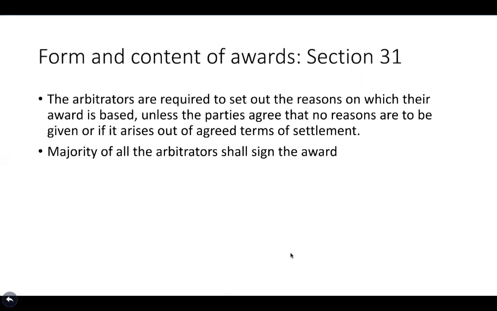And moving to the content of awards, of course, the arbitrators should provide reasons for the award, like how they came up with this decision and why. Let's say there are three arbitrators and one of them is against the conclusion which the other two are coming to. The minority arbitrator has a right either to sign or not to sign, but that does not affect the validity of the award. The majority shall sign the award, otherwise the award will not be a valid one. So that's about the form and content of awards.